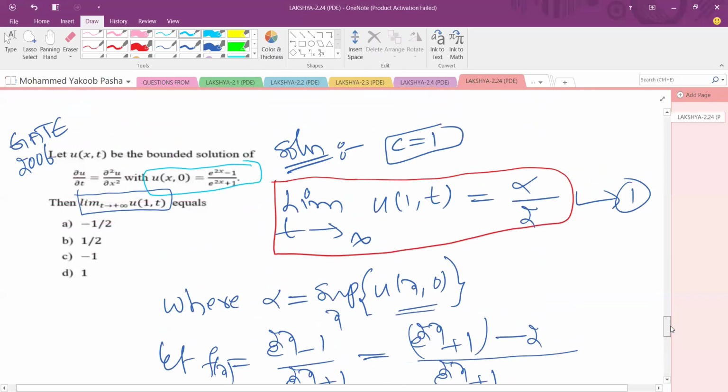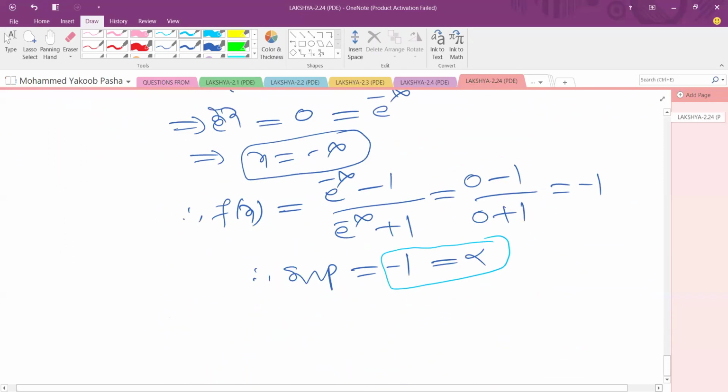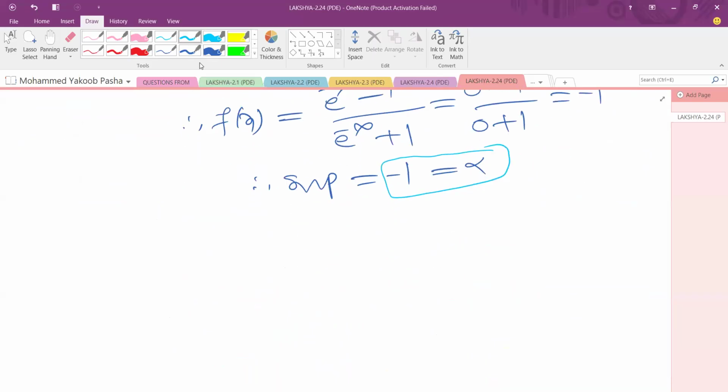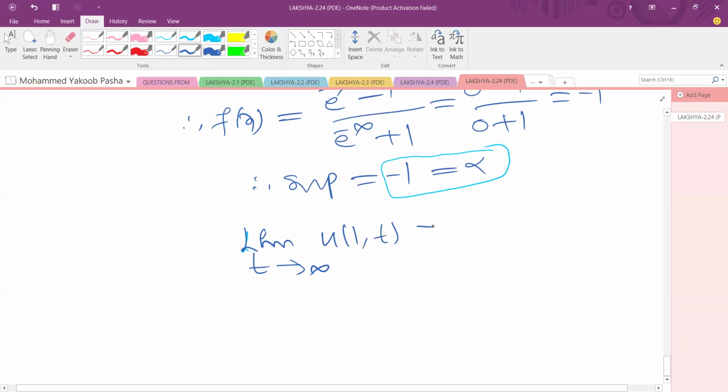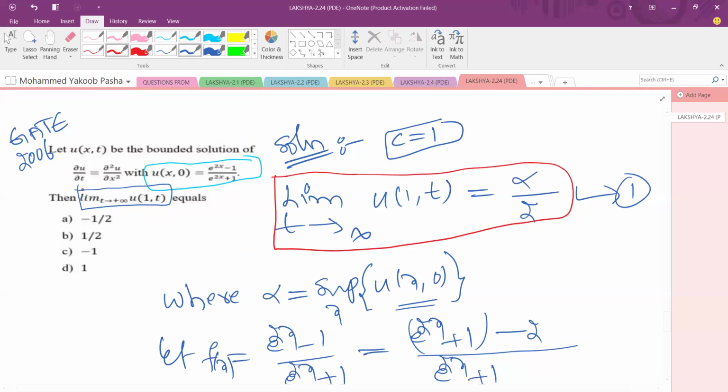What is the formula? Limit t tends to infinity u of 1 comma t is equal to alpha by 2. Therefore, limit t tends to infinity u of 1 comma t is equal to alpha, that is minus 1 by 2. This is the formula. So what is the right option here? Option A is the right option.